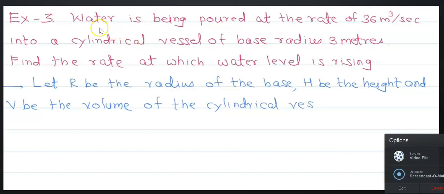Now read the second problem. Water is being poured at the rate of 36 meter cube per second.